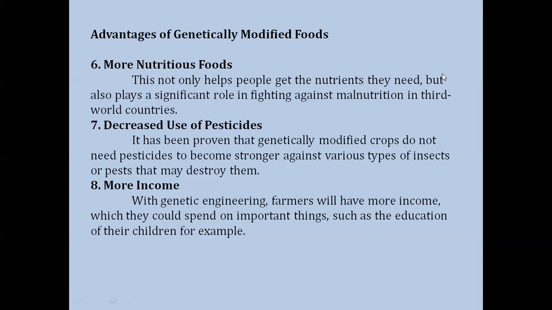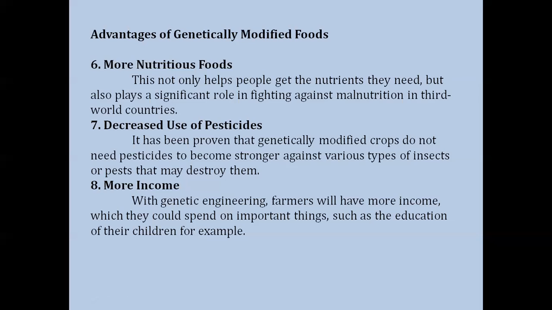Now, the decreased use of pesticides. Once you have used genetically modified organisms or genetically modified crops, your pesticide utilization will be reduced because you have already developed pest resistant organisms, so there is no question of using pesticides. So this is a very important point.